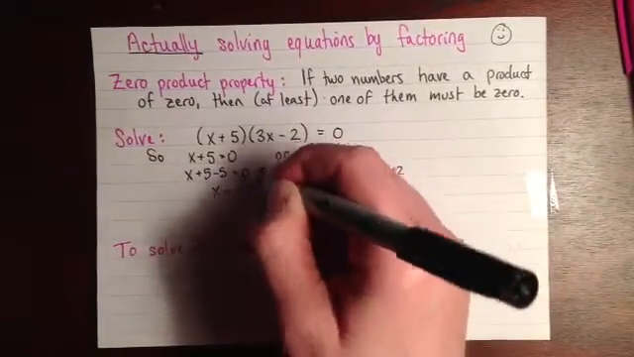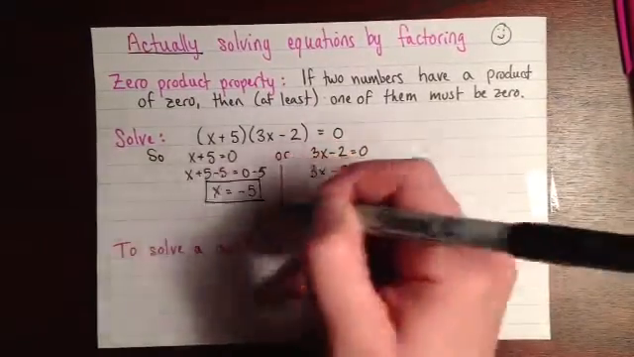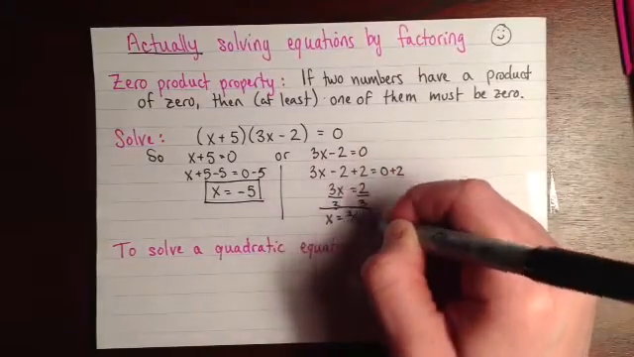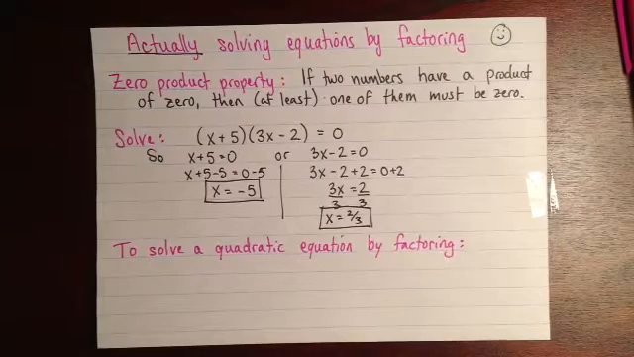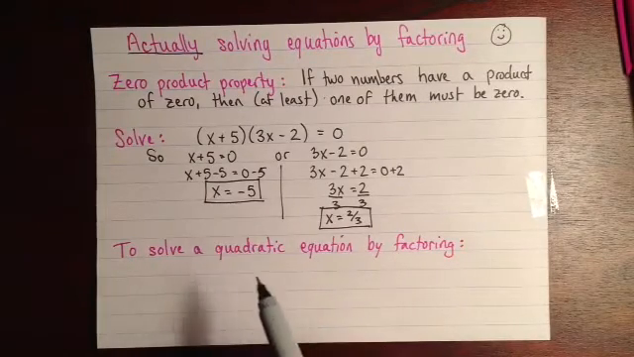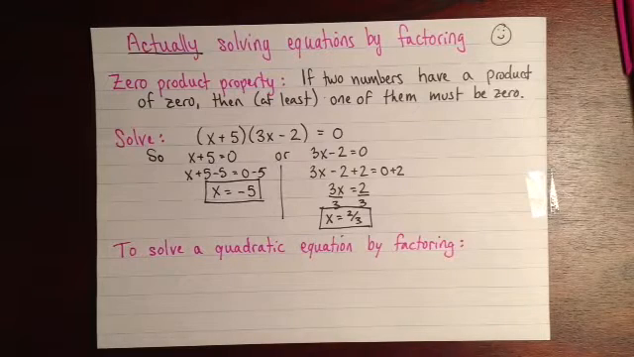So there's two solutions to this quadratic equation. Many quadratic equations have two solutions. That's totally normal. It's sort of what you expect when you solve a quadratic, is to get two solutions. So x can be negative 5, and x can be 2/3. Okay, so that's the big idea.